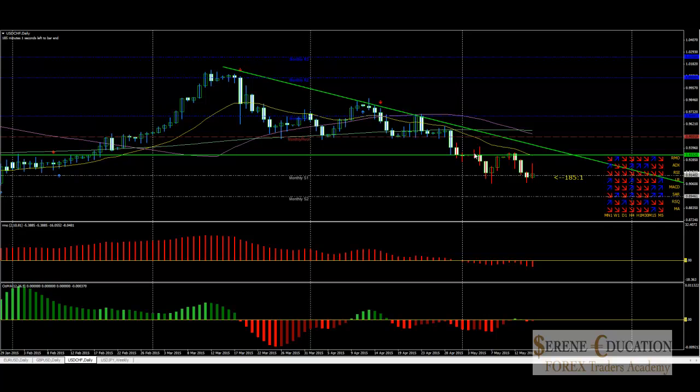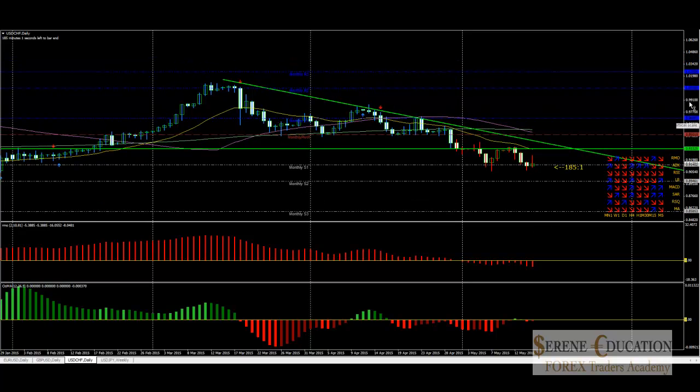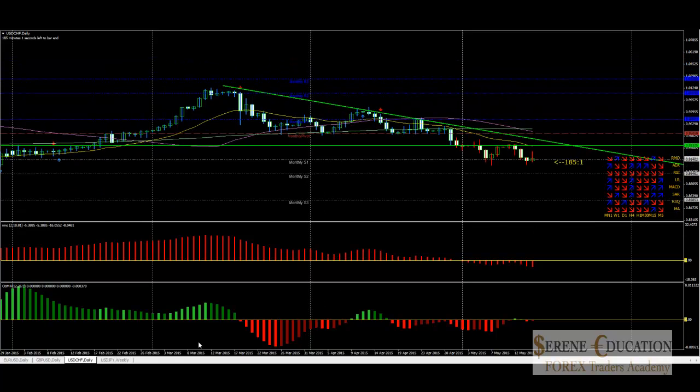So if we are seeing negativity, we want to see a continuation of that negativity in the trend. Therefore, we need to see a break of the monthly S1 level to see a continuation back towards the S2, and vice versa, back down towards the S3, etc, etc, etc.